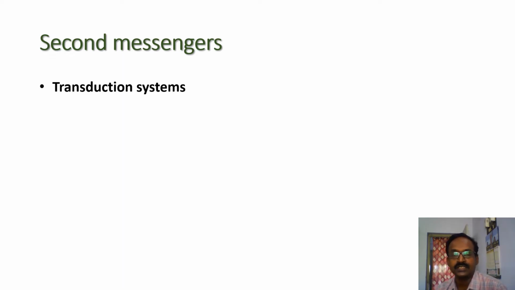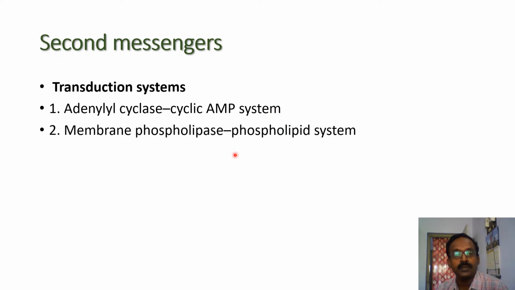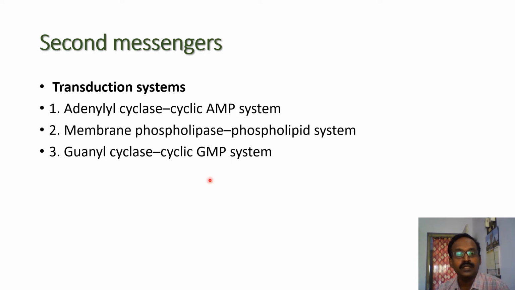Hormone is the first messenger. When the hormone binds with the receptor, it activates the second messenger system, otherwise called the signal transduction system. Important second messenger systems are the adenyl cyclase cyclic AMP system, the membrane phospholipase phospholipid system, the guanyl cyclase cyclic GMP system, and transcription of the mRNA.